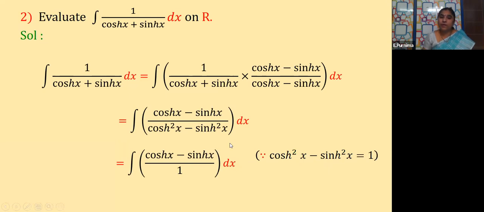So now here in place of cosh square x minus sinh square x, we are replacing 1. So what is it now? It is nothing but cosh x minus sinh x dx. Now our given function is this one. Now we have the integral where the integrand is changed to cosh x minus sinh x. So if you observe, we have two terms. First one is cosh x, second one is minus sinh x. So let us separate them.